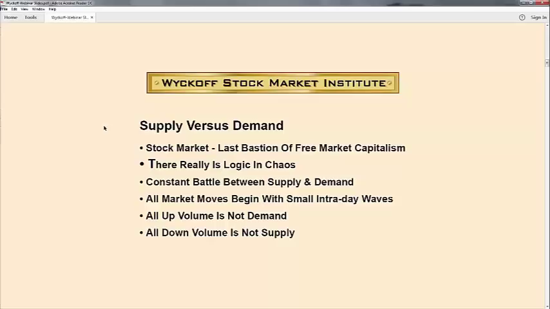Tracking each intraday wave's volume is extremely important. Many market analysts believe that if a stock advances during the day, all the volume should be regarded as demand or up volume. Conversely, all reactions should consist of down volume. Wyckoff showed that down volume certainly can be demand.